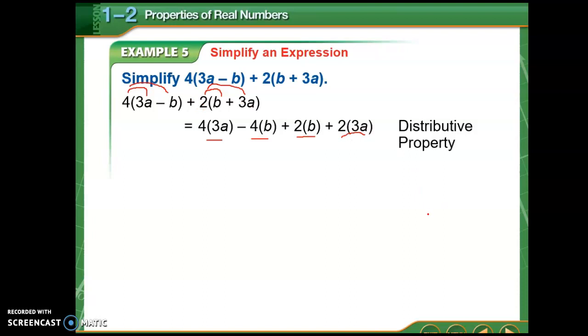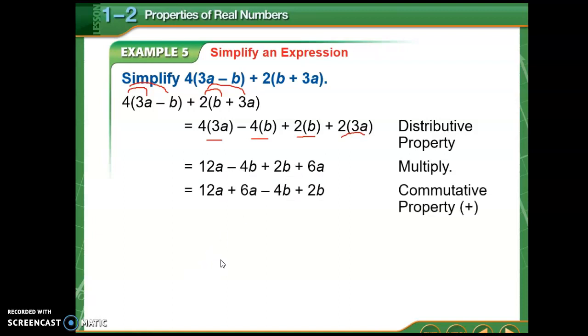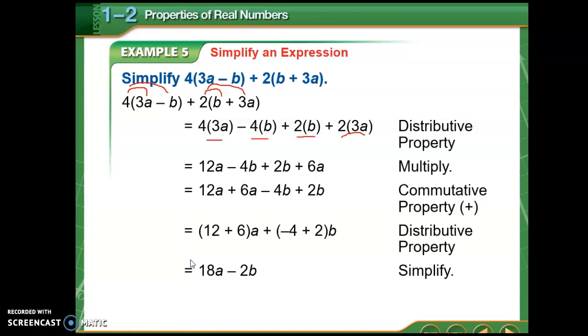So we just use the distributive property. And all you need to do is simplify. So simplify, you get 12a minus 4b plus 2b plus 6a. After that, you combine like terms, okay? The a terms should go together, so 12a plus 6a, and then negative 4b plus 2b. So you can also use commutative property for the other properties, and you will get the same answer. Or you can simply combine these two. So you will get this, and then simplify these two, you will get that. And that is your final answer. So that's how you simplify an expression.